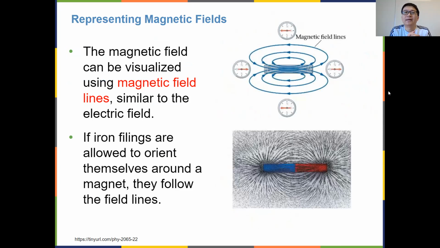So just as we did for the electric field, we'll be doing the same thing for the magnetic field. In this case, we also use field lines to represent the magnetic field, but because it's a magnetic field, we call them magnetic field lines. These are the ones we use to visualize the direction of the magnetic field. Again, the density of lines indicates the strength of the field, and the direction is indicated by the arrows.